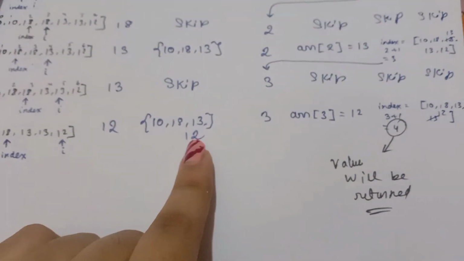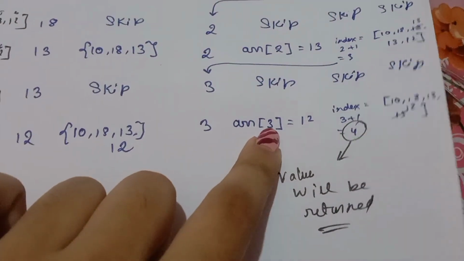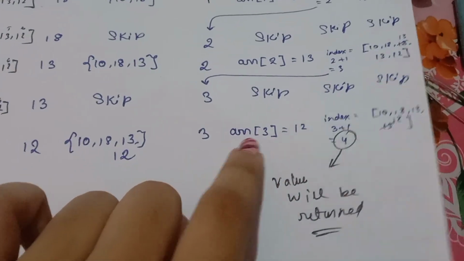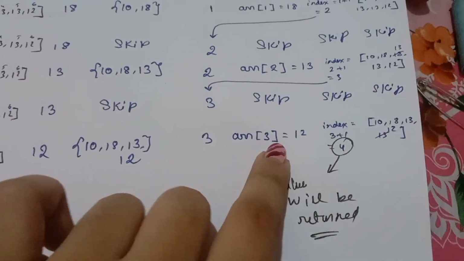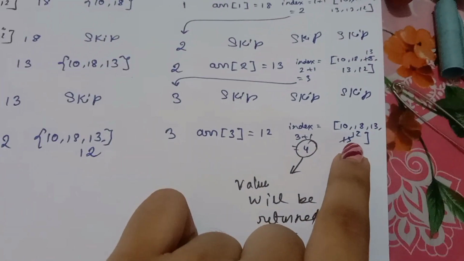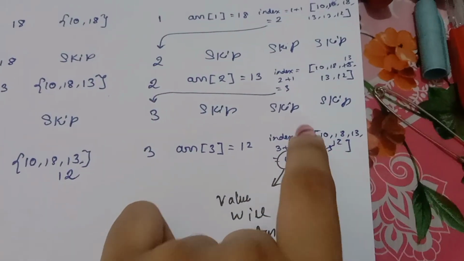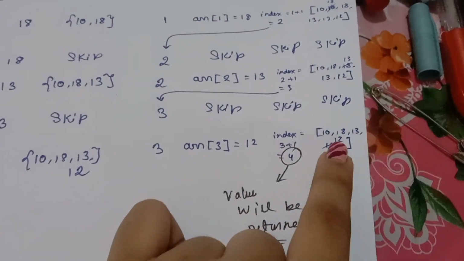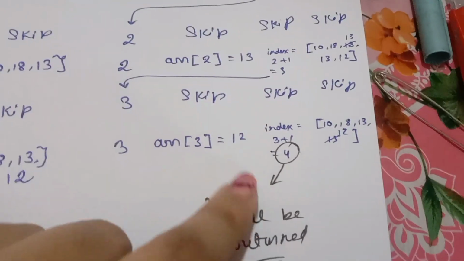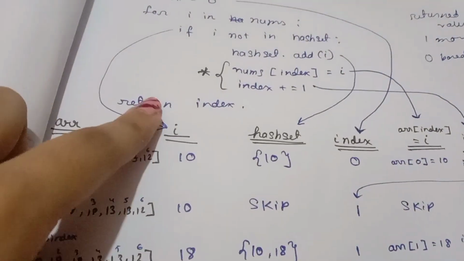So 12 we have included, and we have the index as 3, and we are doing this logic again: at array index 3, at the 3rd position, we are putting this element. Initially the thing was 13, it was overwritten by 12. So this is our final array without any duplicates that we have prepared. Then, as this logic is there, we are doing the increment finally, and we are getting this value returned, because we return index.